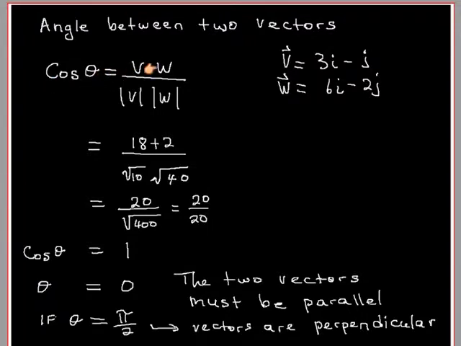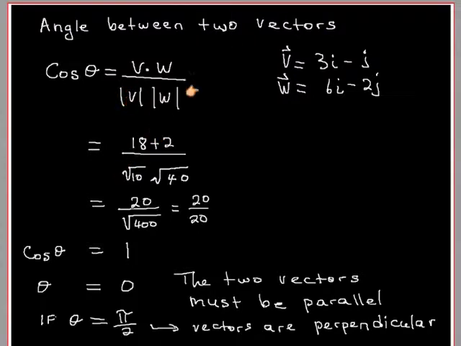The angle between two vectors is given by the formula cosine theta is equal to the dot product of two vectors divided by the product of the magnitudes of the vectors. So if you consider vector v as 3i minus j and vector w as 6i minus 2j, the dot product of the two vectors is 6 3s are 18 plus 2, since minus 2 times minus 1 is plus 2.